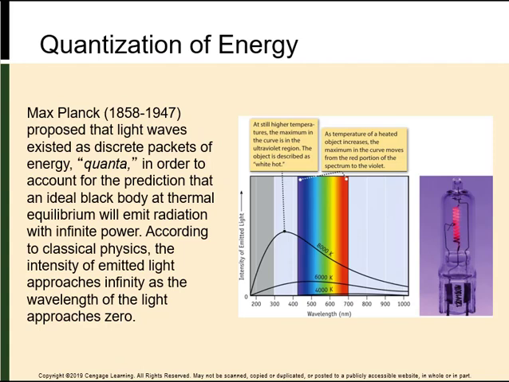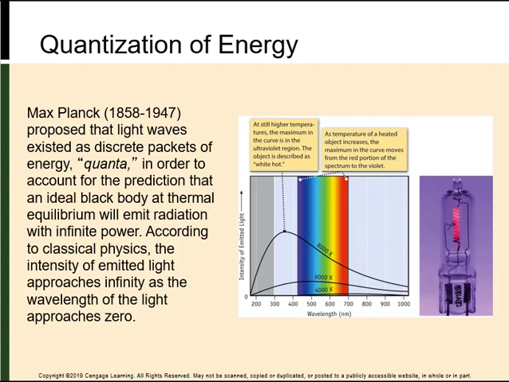So this is looking at radiation given off by a heated body. It shows us that at high temperatures, the maximum in the curve is in the ultraviolet region. The object is described as white hot. As the temperature of a heated object increases, the maximum in the curve moves from the red portion of the spectrum to the violet. When it is heated, it is emitting radiation covering the spectrum of wavelengths.